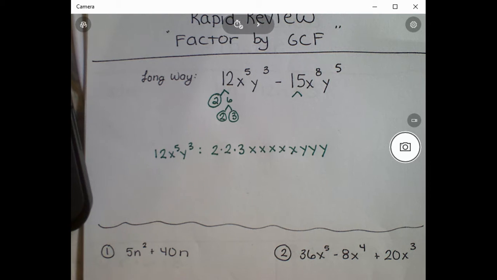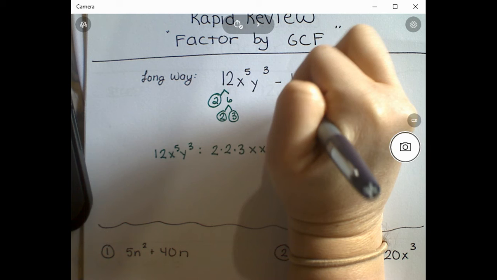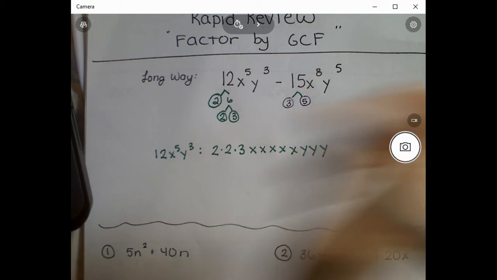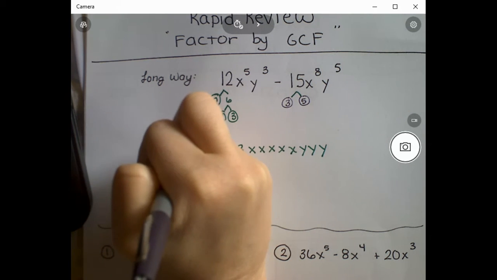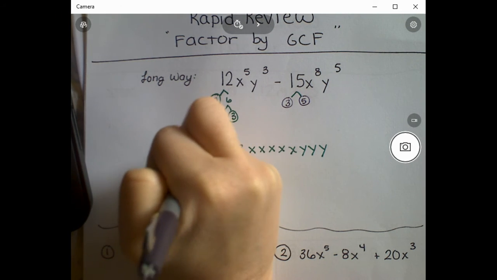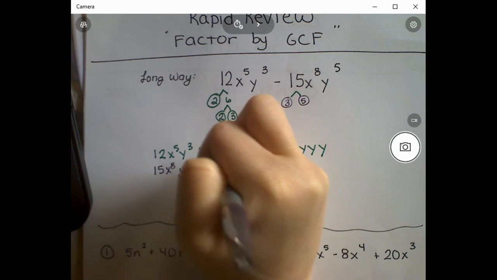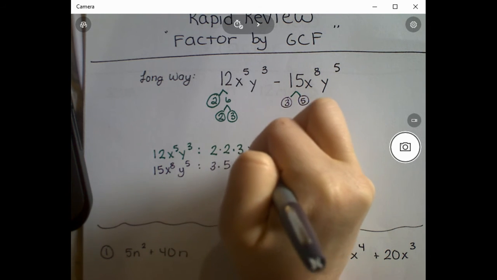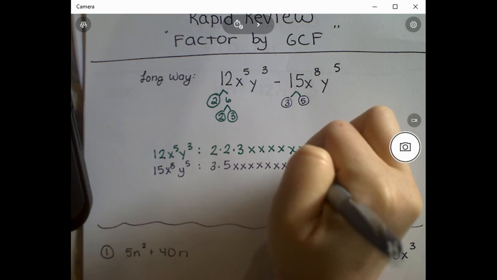All right, we're going to do the same thing to the 15. So 15 could be 3 and 5, and both of those are prime. All right, so down here we have our second term, 15 x to the eighth, y to the fifth. 15 is the same as 3 times 5. We have 8 x's and 5 y's.